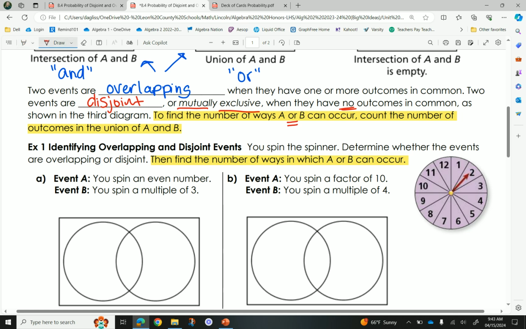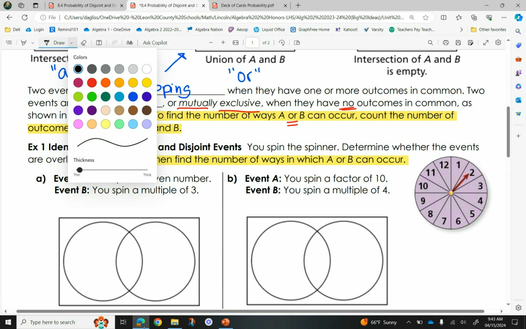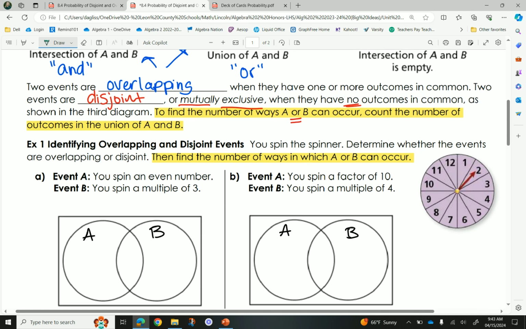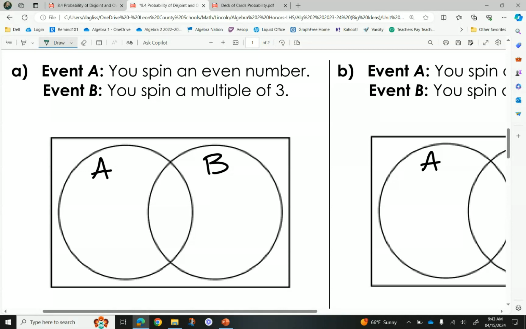For our first example, we're going to spin an even number for event A, and then we're going to see if we spin a multiple of 3 for my event B. So I'm going to label my circles A, B. So let's go through numbers 1 through 12 and see where it falls. Okay, the number 1, is it even? No. Is it a multiple of 3? No. So can I put it in a circle? No. So we just put it out here in space somewhere. Doesn't matter where, just out in space.